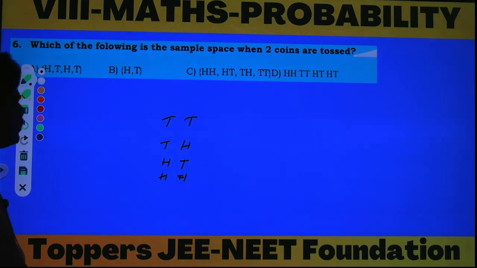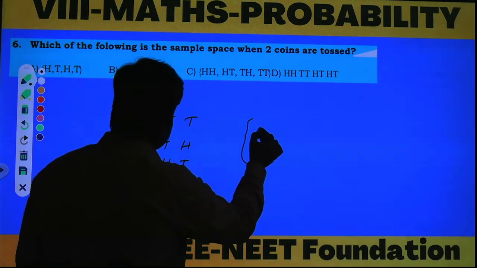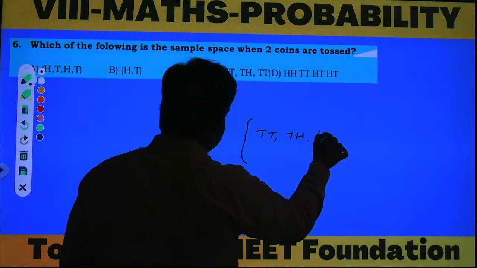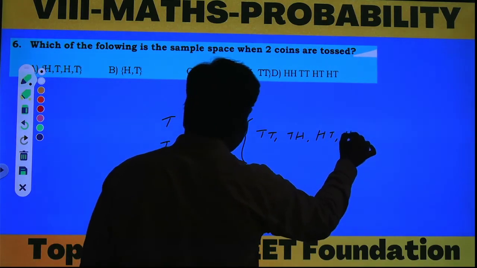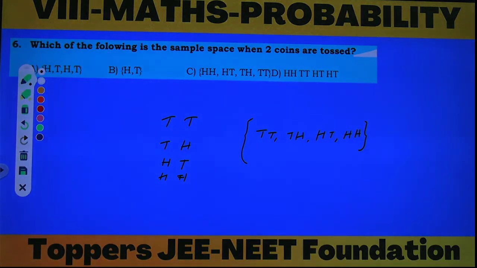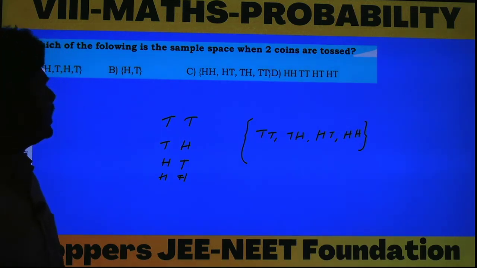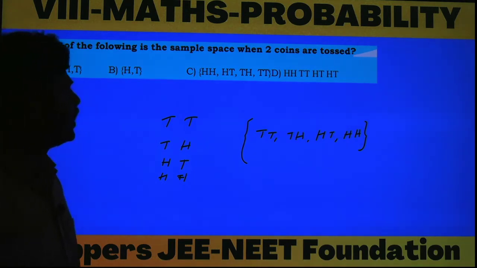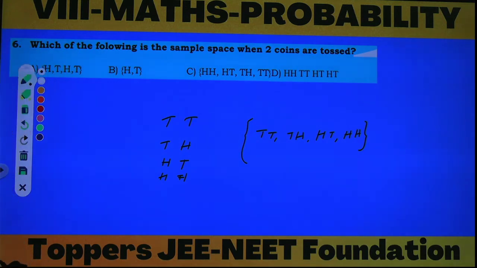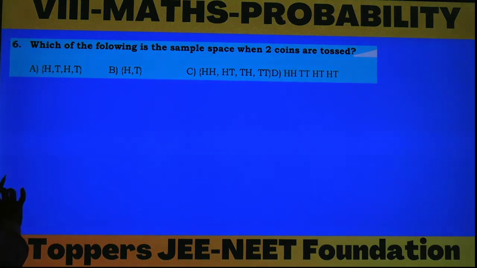Then the sample space can be written as TT, TH, HT, HH. Then from the given options, which is the correct one? First option is wrong, second option is wrong, third option HH, HT, TH, TT. Option C is the correct answer. Next question.